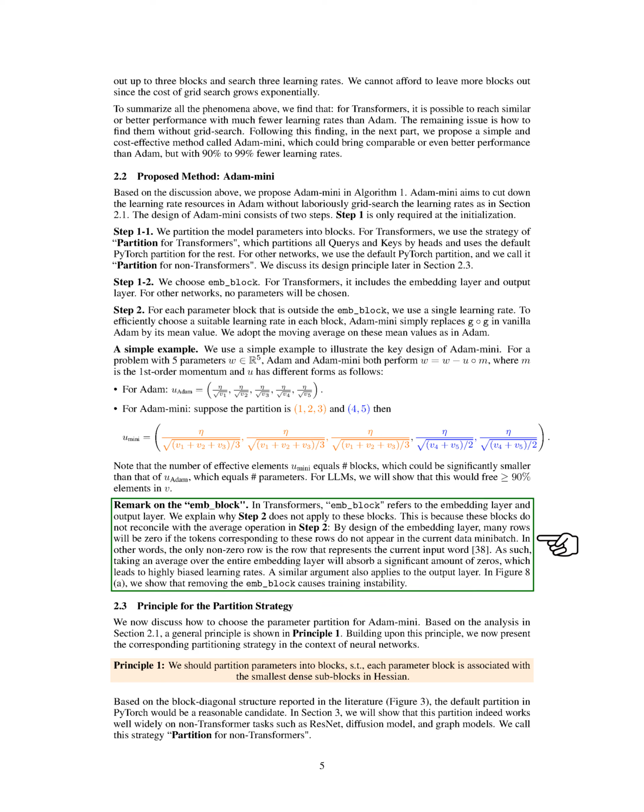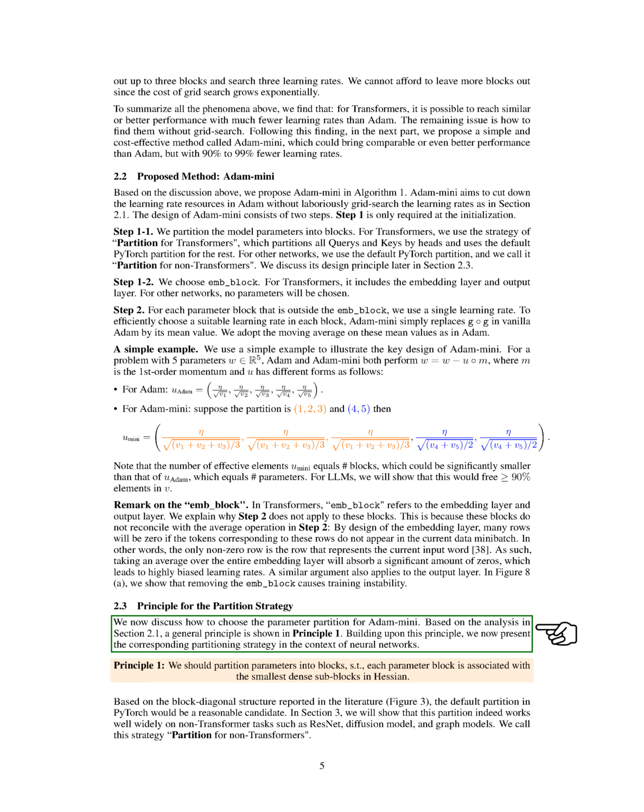Section: Principle for the partition strategy. In this section, we discuss how we choose the parameter partition for Adam-mini. We have a general principle, as shown in Principle 1, based on the analysis in the previous section. We use this principle to come up with a partitioning strategy specifically for neural networks.